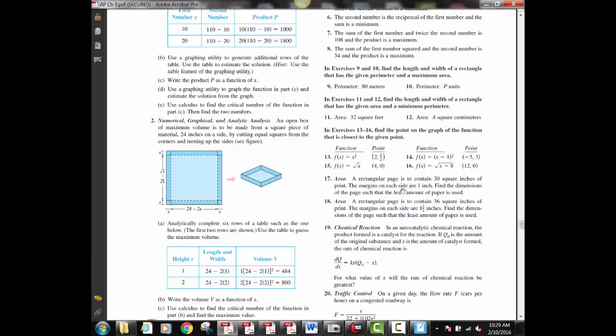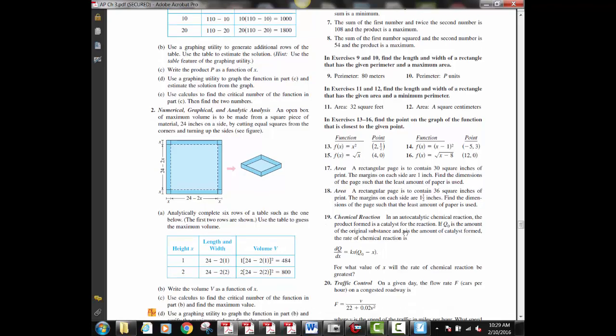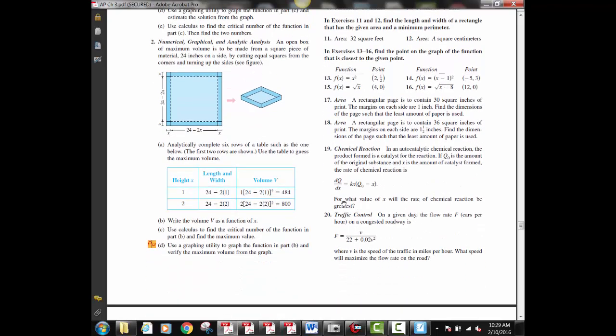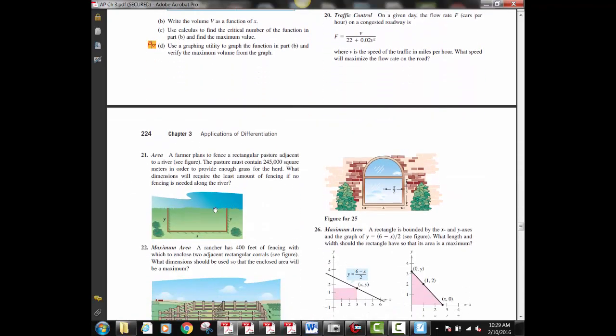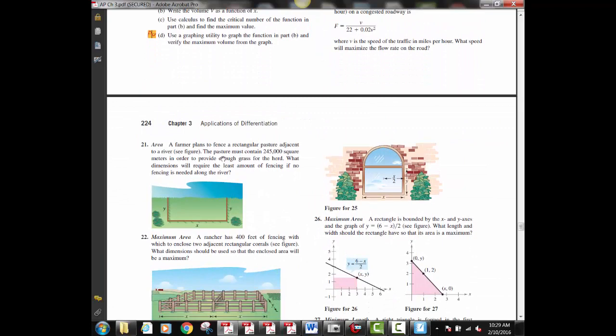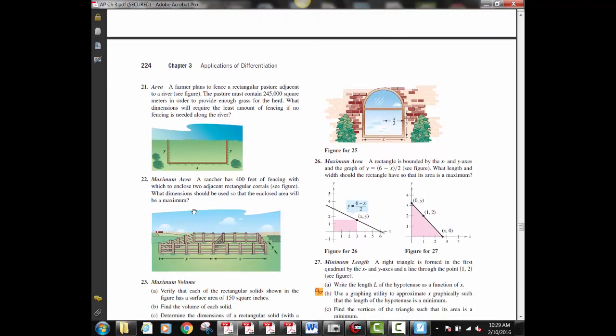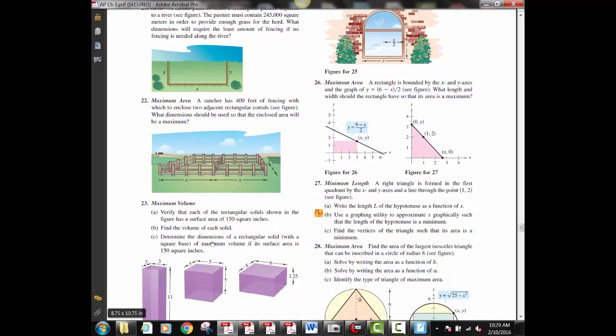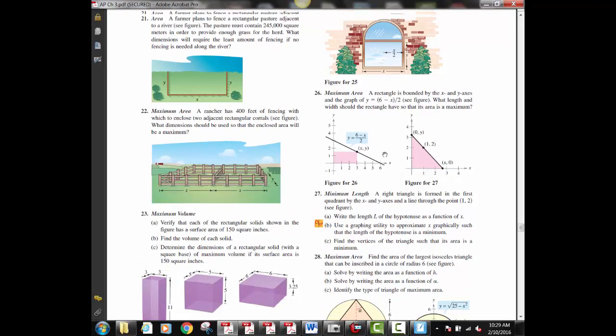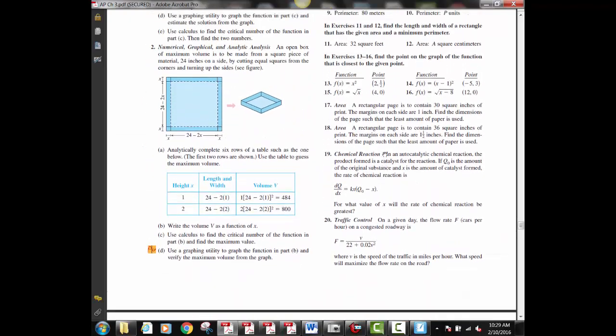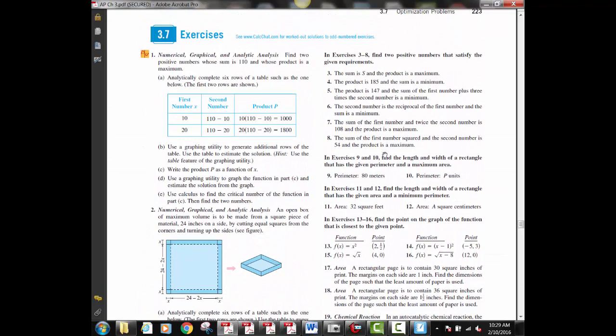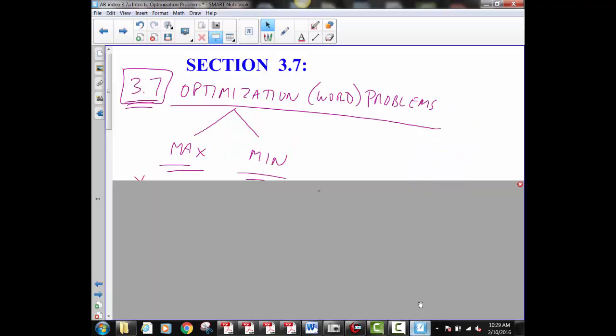So you're going to have to pick out the noun or the adjective that implies a maximum or minimum. Greatest, maximize the flow rate. What dimensions will require the least amount of fencing so that the area will be a maximum. They want a maximum volume. Here they want a maximum area, etc. They're not going to tell you, hey, by the way, this is an optimization problem. It's going to be up to you to realize they're looking for a max or a min.